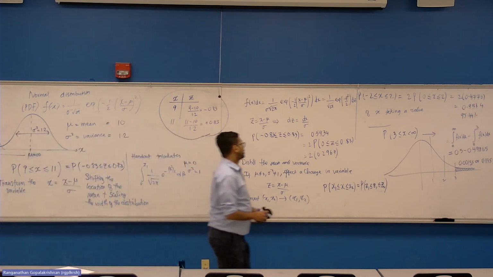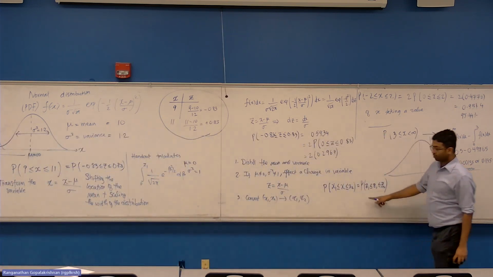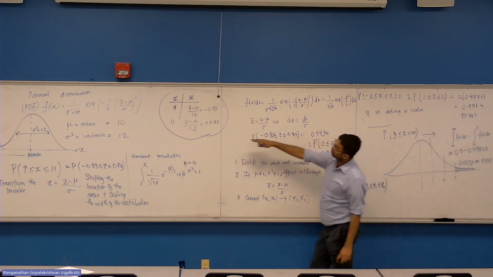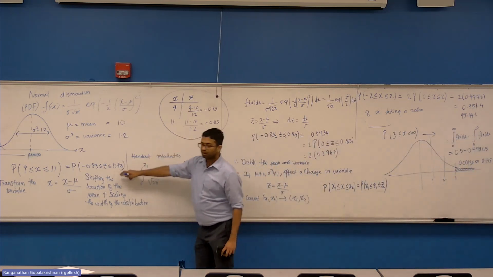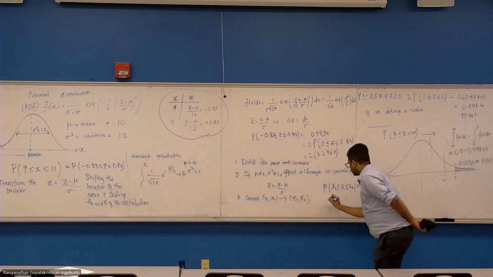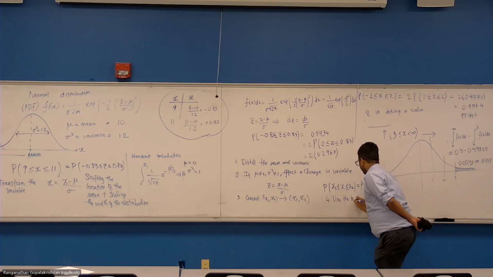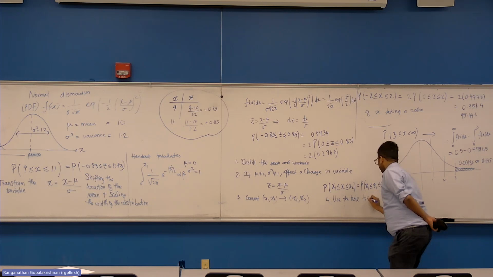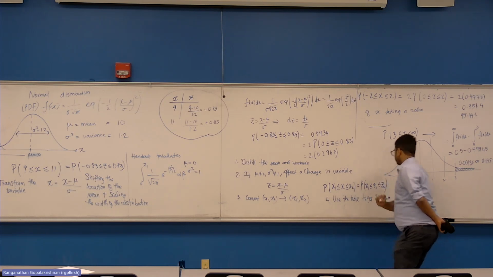Okay, so once you have this written down, like you have here, then use the table. Step 4 is to use the table to get the probability value.